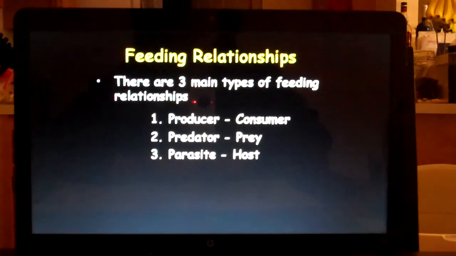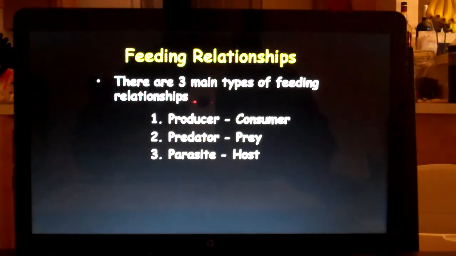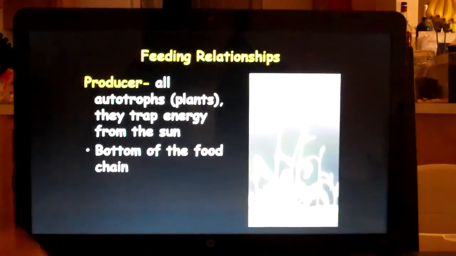Then we have a parasite and host. A parasite and host is where the parasite benefits and the host is harmed. So you might think of a termite and a tree. You might think of a leech and whatever it is attached to. So there are a couple of examples that you could use for those types of relationships.